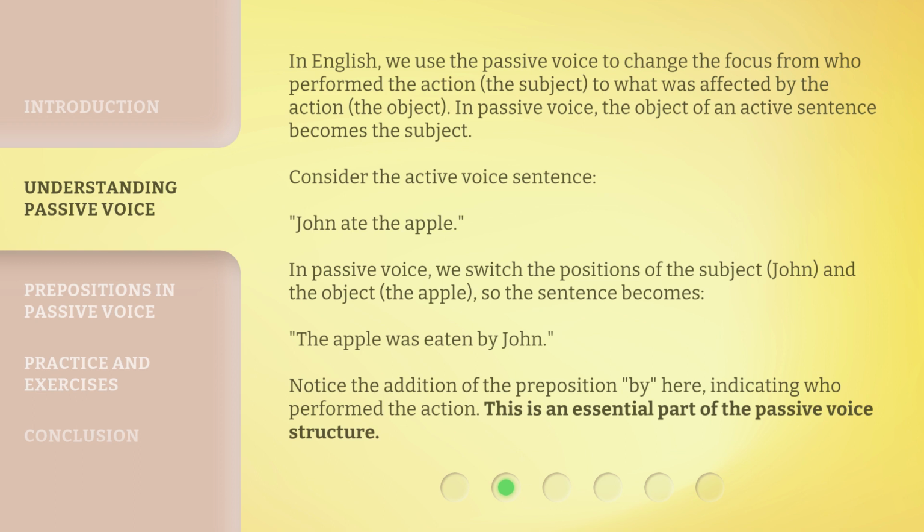John ate the apple. In passive voice, we switch the positions of the subject, John, and the object, the apple, so the sentence becomes: the apple was eaten by John. Notice the addition of the preposition by here, indicating who performed the action. This is an essential part of the passive voice structure.